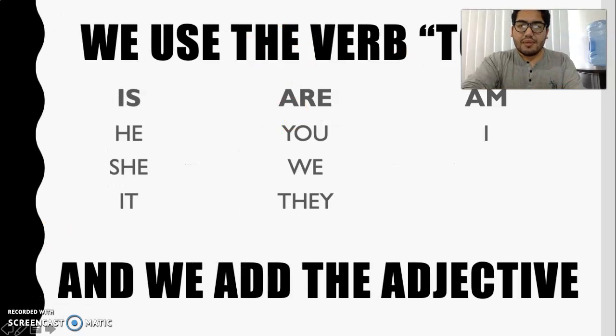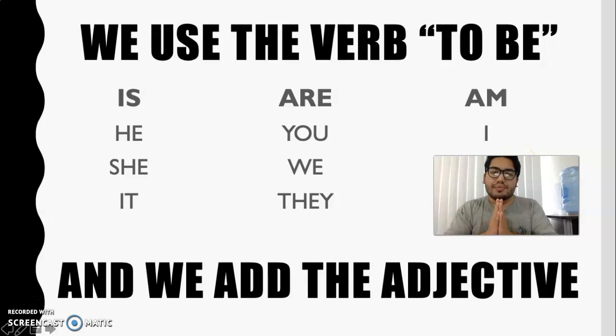To describe people, we use the verb to be. The verb to be is, are, and am. We use is with he, she, it. We use are with you, we, they. We use am with I. We put the pronoun, the verb to be, and then the adjective. So we add the adjective next to the verb to be.